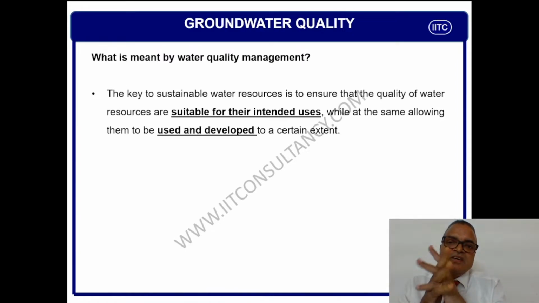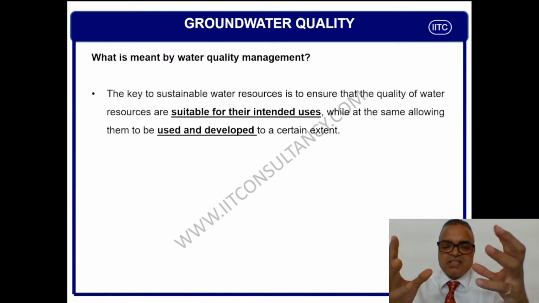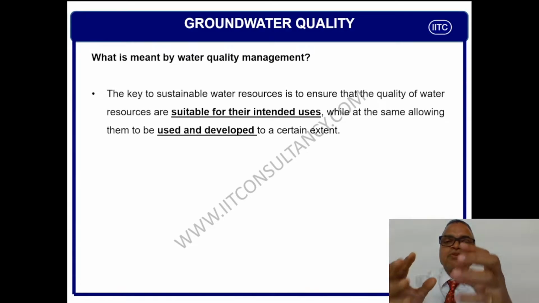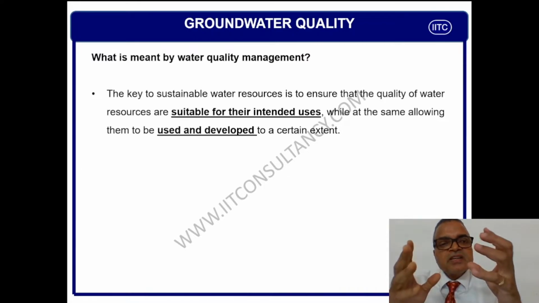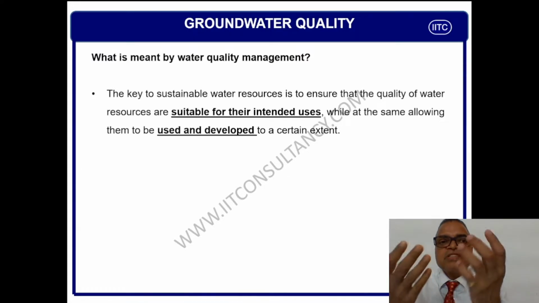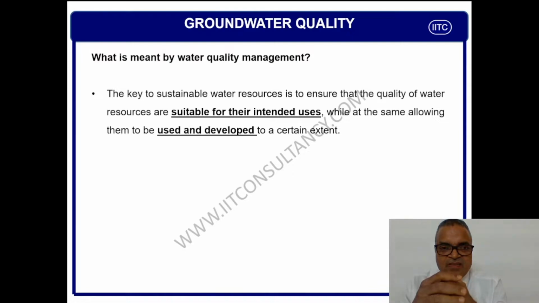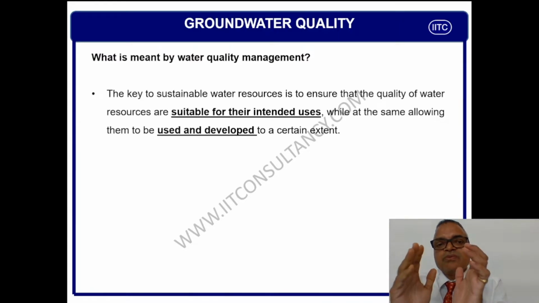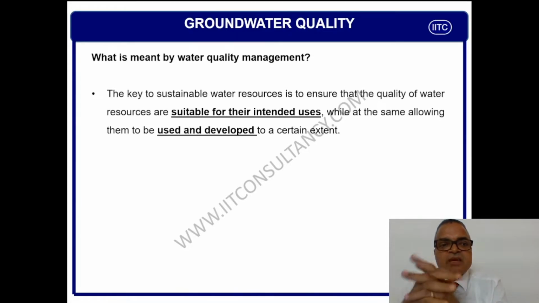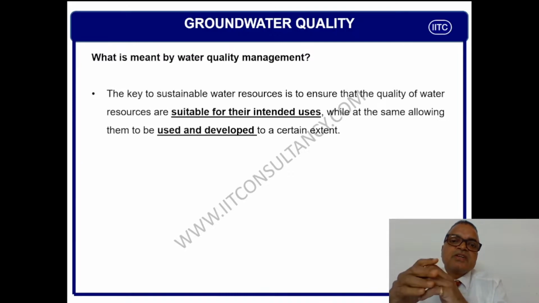Say, for example, if the water quality is not suitable for industries, for society, or for agriculture, then that water is not good for me. That means the quality of water is not suitable. So we need to ensure that it is sustainable, so that the quality of water resources is suitable for their intended use, and at the same time allow them to be used and developed to a certain extent. I hope you agree with me, right?